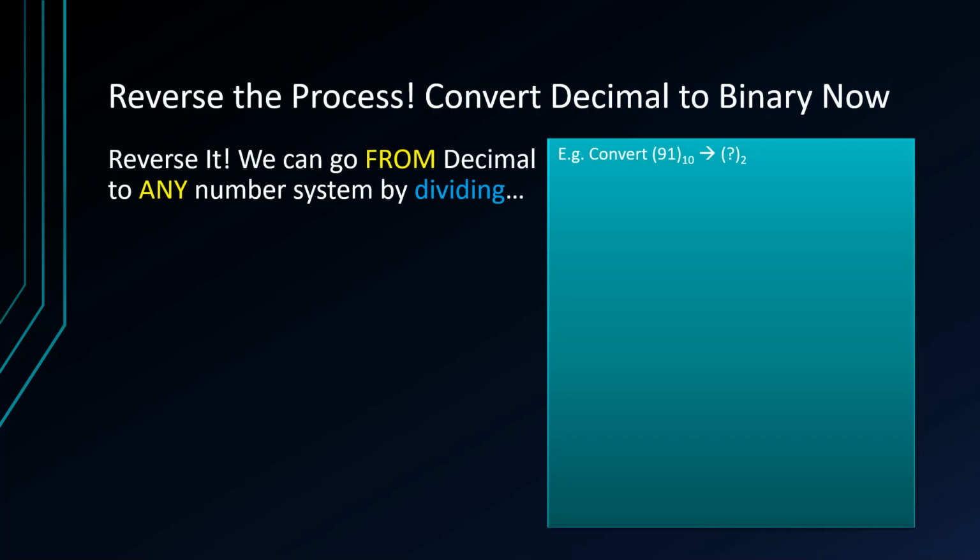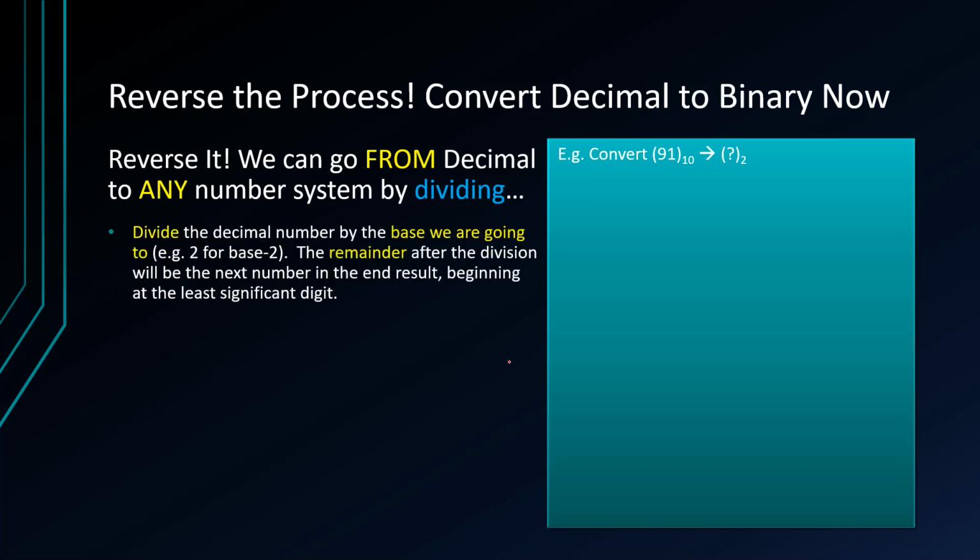This time, if we multiplied to get to decimal, if we're coming back, that means we have to do the opposite operation, which is divide. And it all depends on which number system we're going to. Now, in this case, we're going to go to binary. So we're always going to be dividing by 2. We're dividing by the base that we're going to. If I wanted to go to base 6, for example, I would divide by 6. So reverse it. We can go from decimal to any number system by dividing.